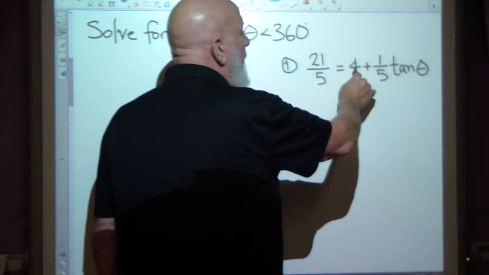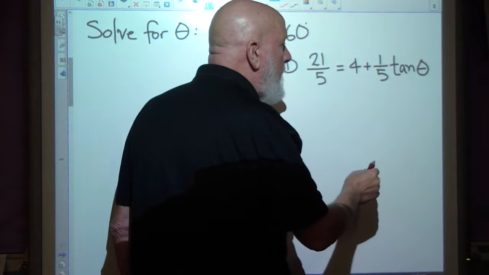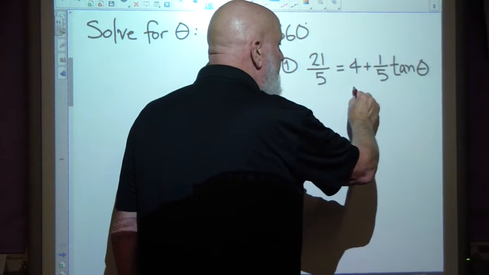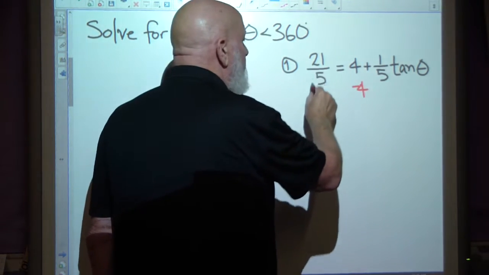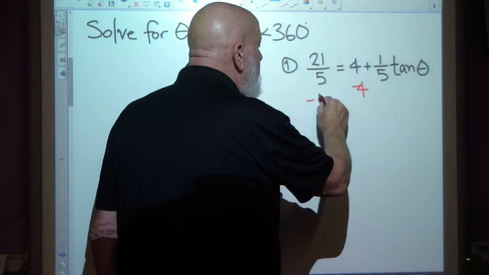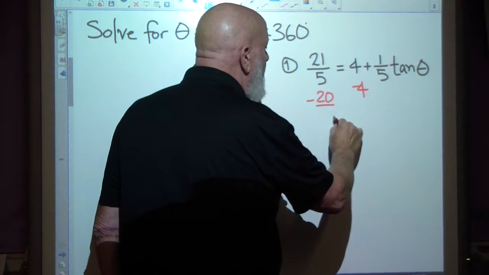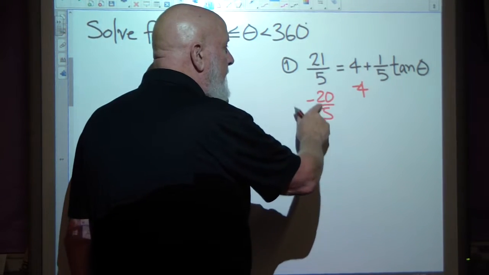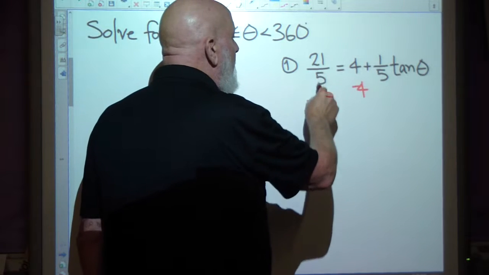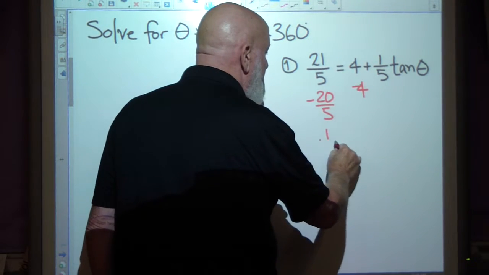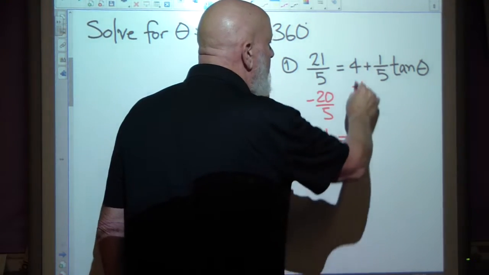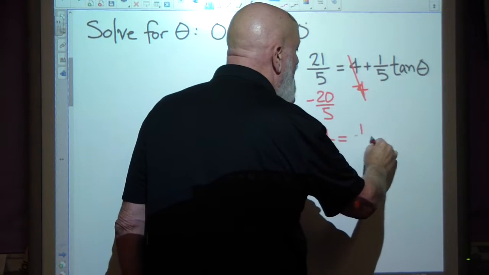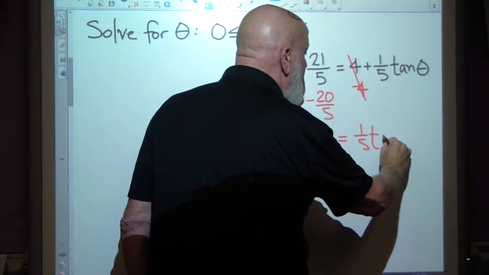First thing I'm going to do is subtract 4. Then I'm going to divide by 1/5. So when I subtract 4 from this side, that's minus 20 over 5, and 20 divided by 5 is 4. The reason I'm calling it 20 over 5 is so I have a common denominator. 21/5 minus 20/5 is 1/5, which is equal to, these cancel each other out, 1/5 tangent theta.